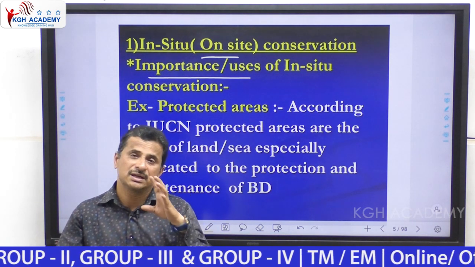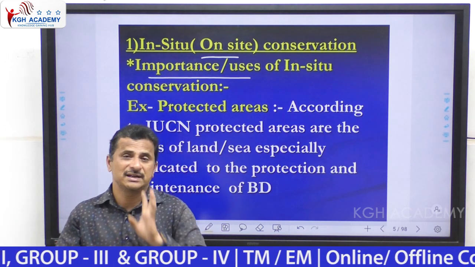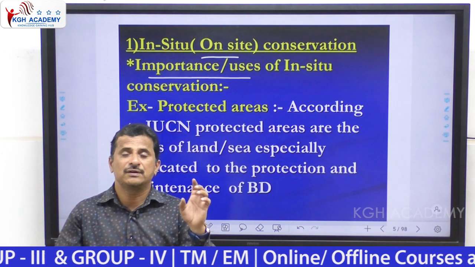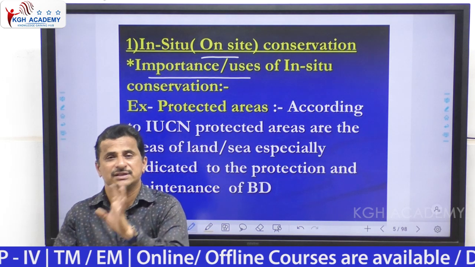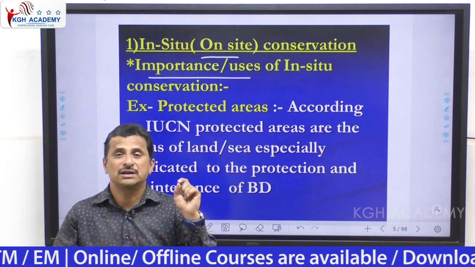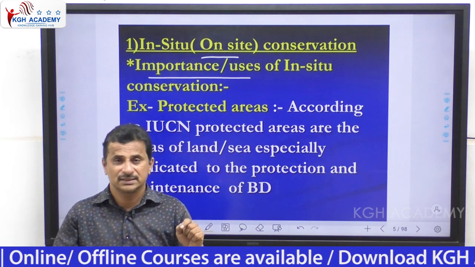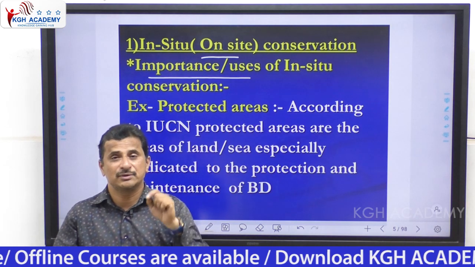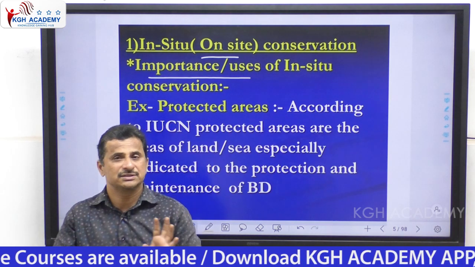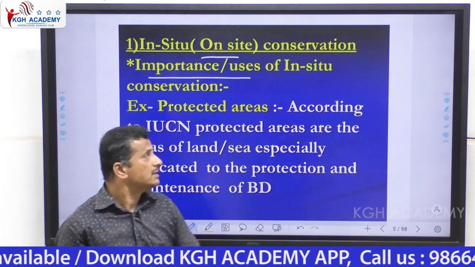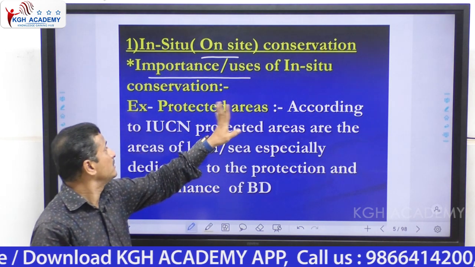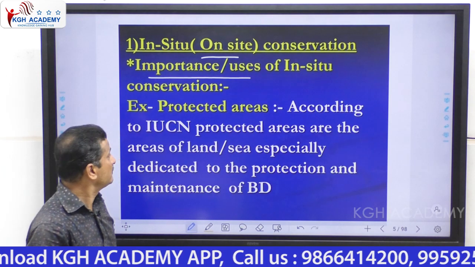Dear students, we can expect questions like this: Which of the following methods is the best to conserve biodiversity? In-situ conservation. What are the main causes of conservation of biodiversity? In-situ conservation. Why do they give preference to in-situ conservation? So this is the importance and uses of in-situ conservation.